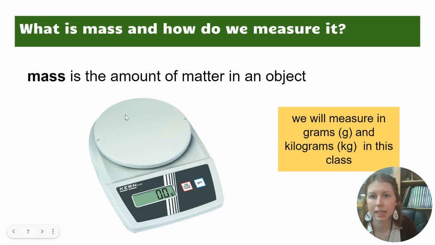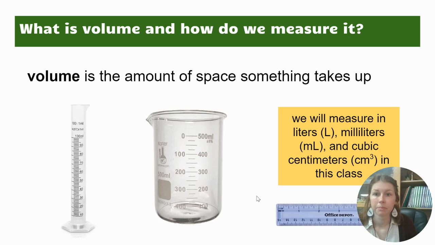Next is mass. That's the amount of matter in an object. And we are going to use a scale, so it's pretty simple. It's a digital scale. The big thing is to make sure that the unit has a g, because that stands for grams. Volume is the amount of space something takes up. And so we'll use a graduated cylinder or a beaker. We can also use a ruler, and I'll show you that in the next slide.